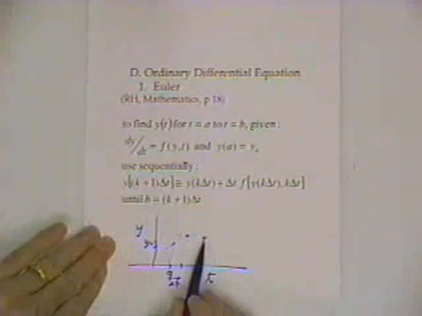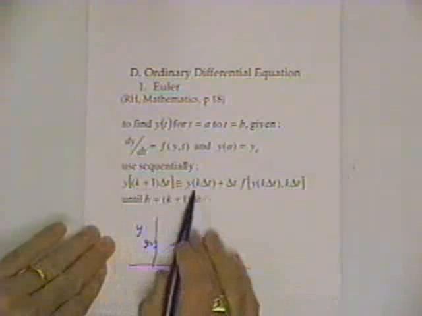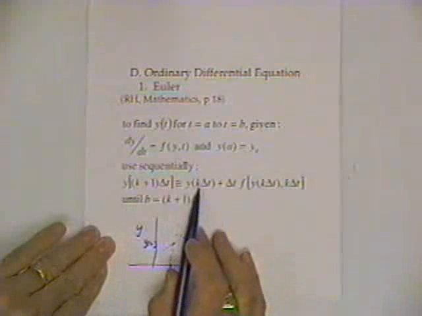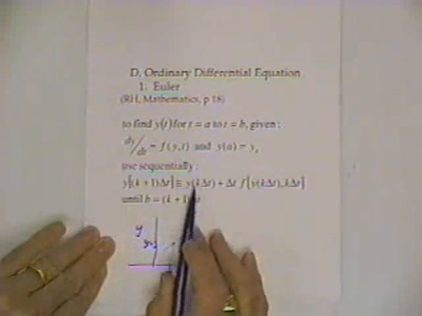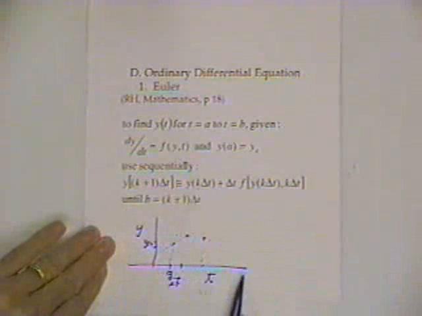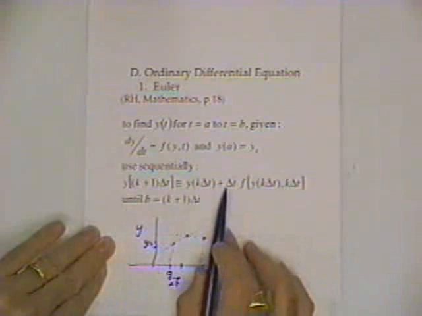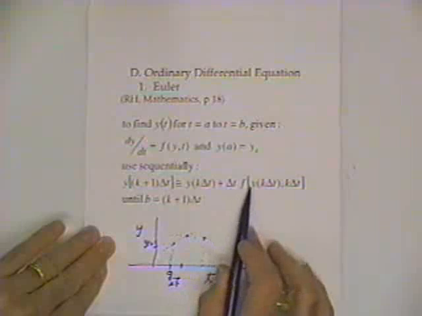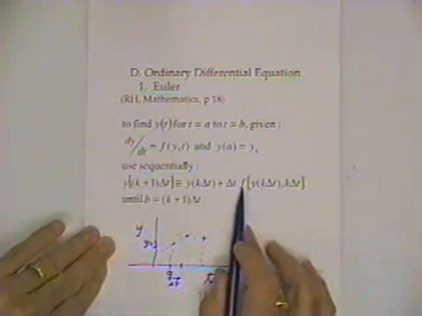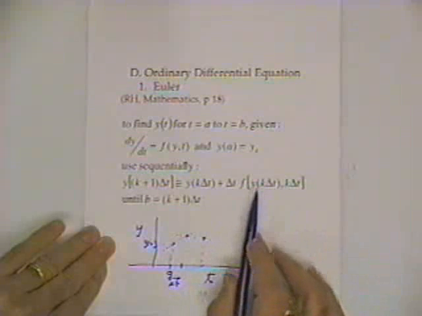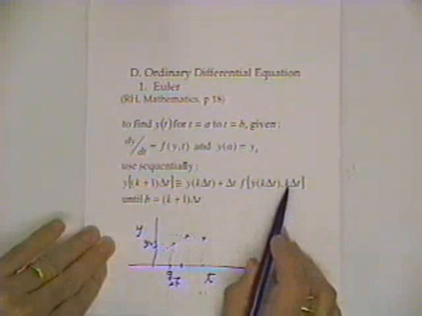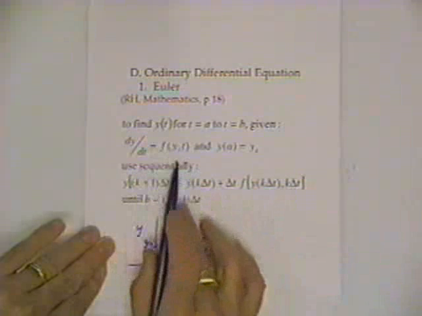All right, so in the Euler method, mathematically what it says is y at k plus 1 delta t, in other words, y at the end of the interval, is equal to y at the start of the interval, k times delta t, where k is just some index to indicate where you are along this line, plus delta t times the function. All right, keep in mind a function evaluated at y at the start of the interval and t at the start of the interval.